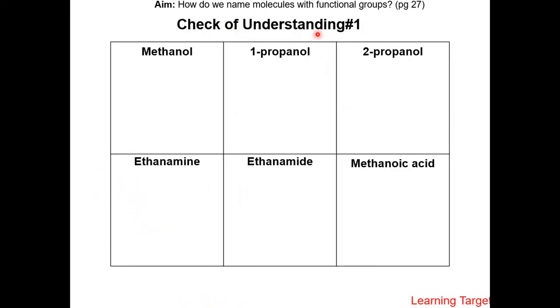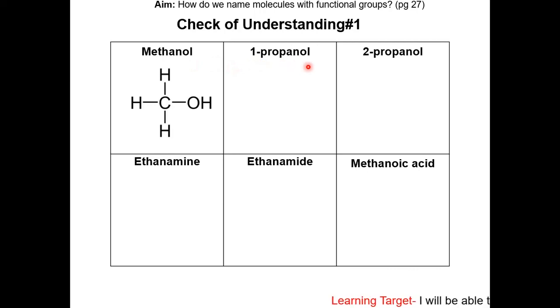Check of understanding number 1. Draw the structural formula of the organic compound given the name. Try to do it yourself. Pause the video. Resume when completed. The first one is methanol. It is an alcohol with a 1 carbon parent chain.